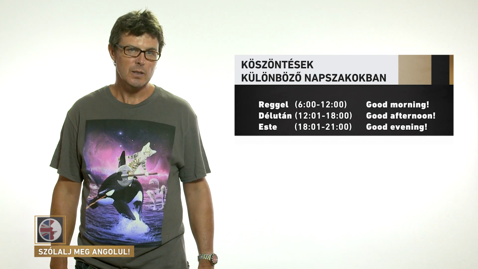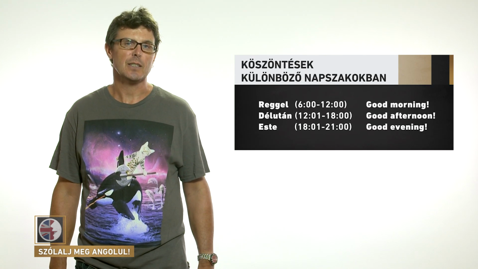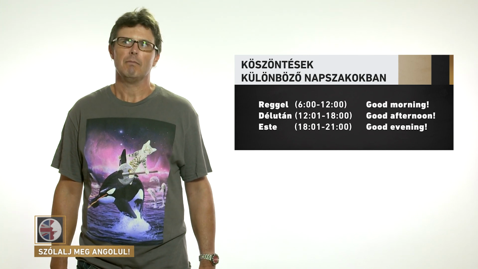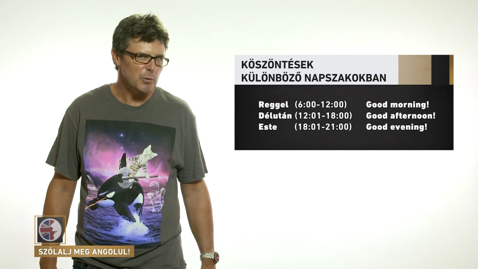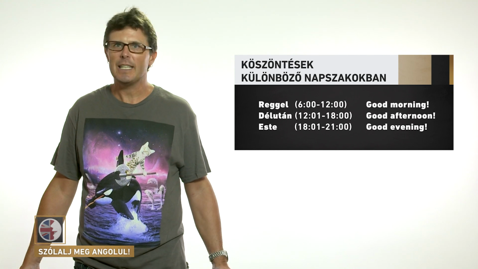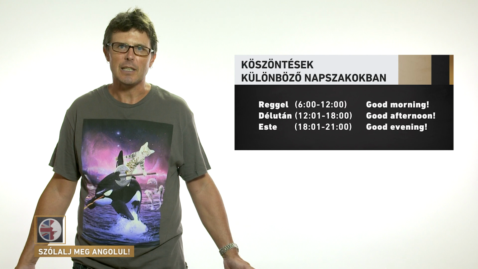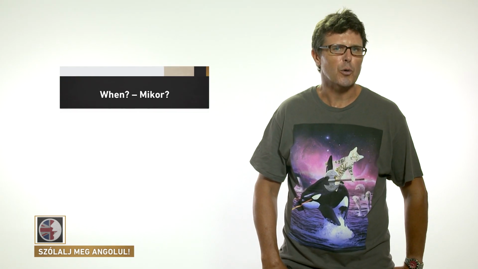Now, what about the different ways of saying hello? In English, we say good morning, good afternoon, and good evening. When do we say good morning? In the morning. When do we say good afternoon? In the afternoon. When do we say good evening? In the evening. Easy. Now, when is the morning?